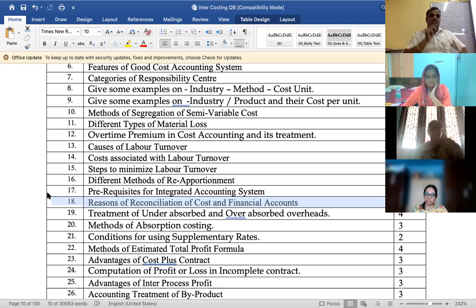So the chance of committing a mistake will be high. Page number. Okay, put a star mark.